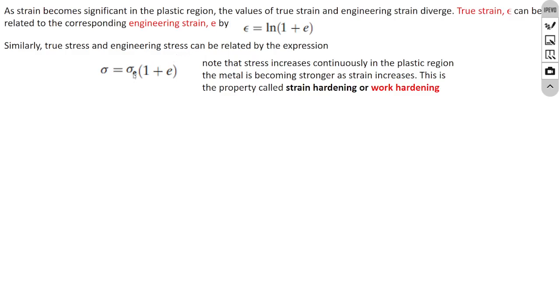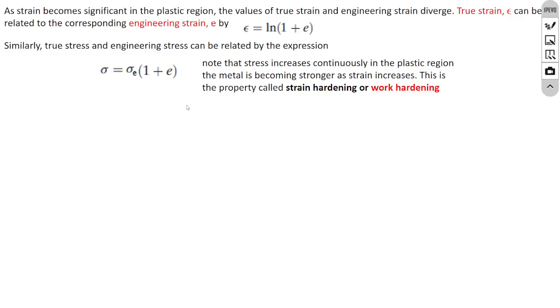Sigma sub e is engineering stress. Sigma is true stress. e is engineering strain. Epsilon is the true strain. Okay. The natural logarithm of 1 plus engineering strain gives us the true strain.